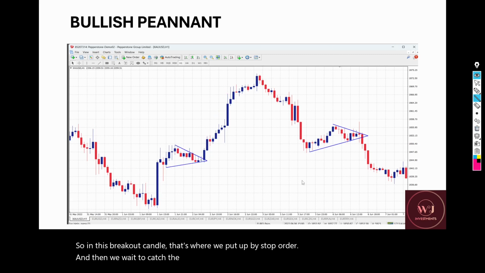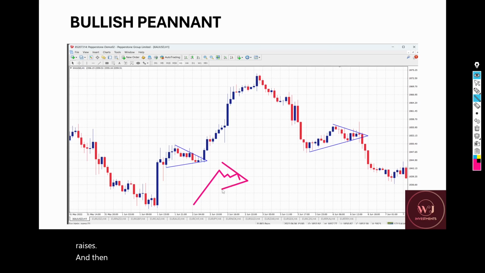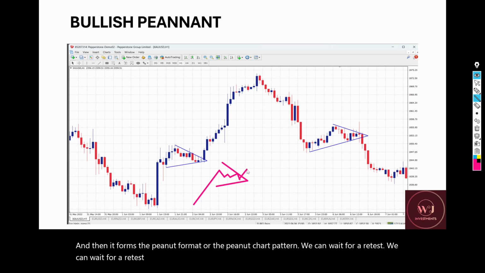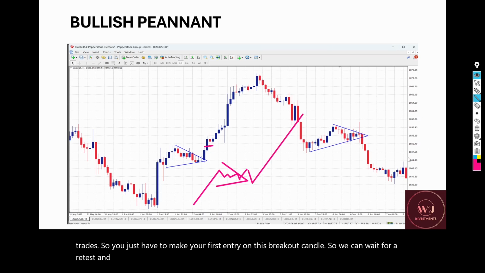One thing to note is that when the price rises and then forms the pennant chart pattern, we can wait for a retest. We can wait for a retest, but since it is a continuation pattern, a retest will just make you miss so many trades. So you just have to make your first entry on this breakout candle. Or we can wait for a retest, and then the price will shoot higher.